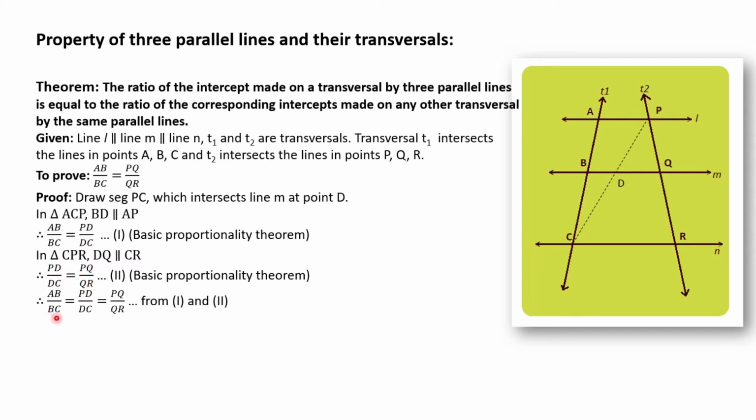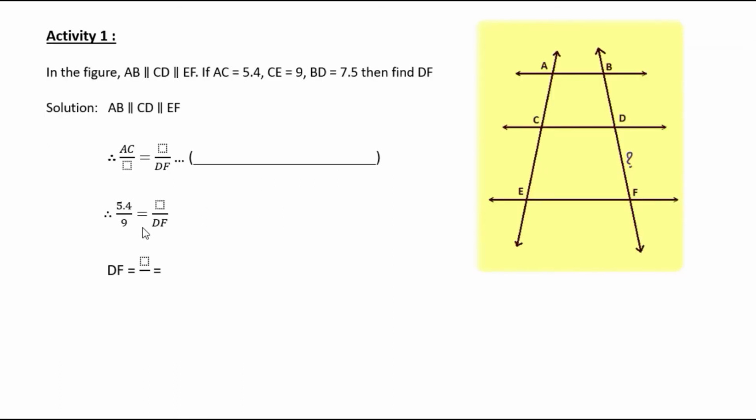So we can directly write all these ratios together. So from 1 and 2, hence we can say AB upon BC is equal to PQ upon QR. This is the final answer that we have to prove. Okay, the next problem is actually activity 1.